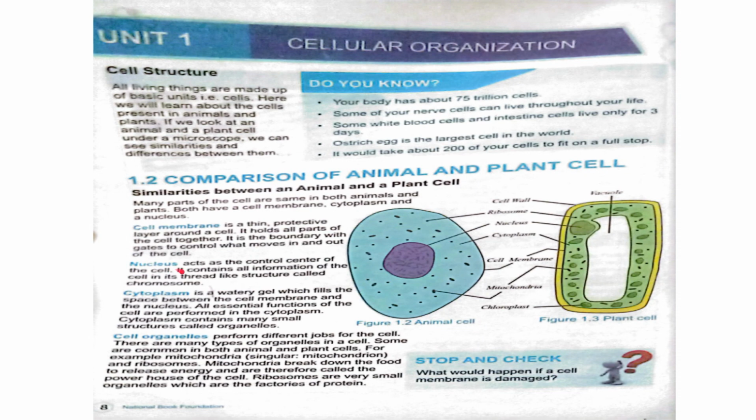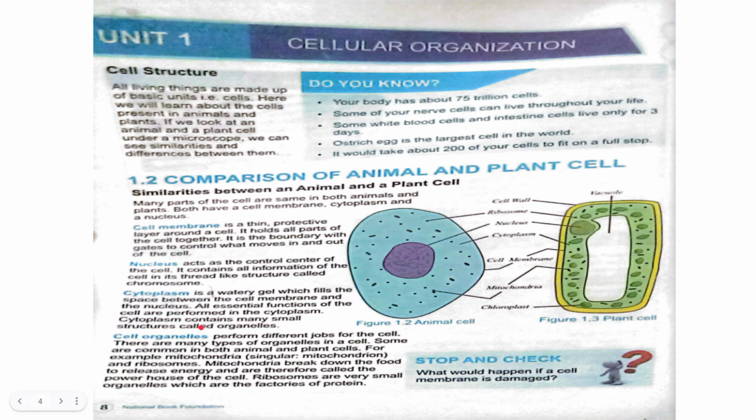Nucleus. Nucleus acts as the control center of the cell. It contains all information of the cell in its thread-like structure called chromosome. Cytoplasm. Cytoplasm is a watery gel which fills the space between the cell membrane and the nucleus. All essential functions of the cell are performed in the cytoplasm.